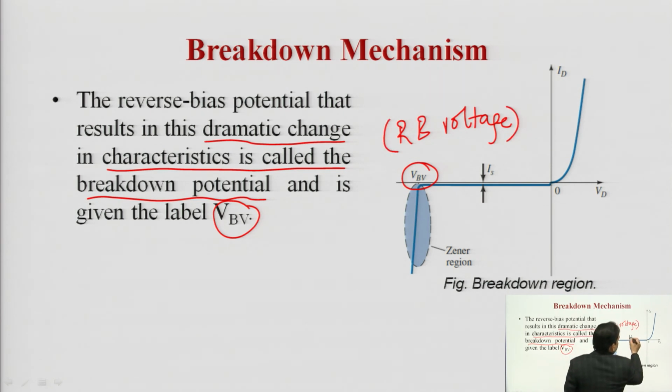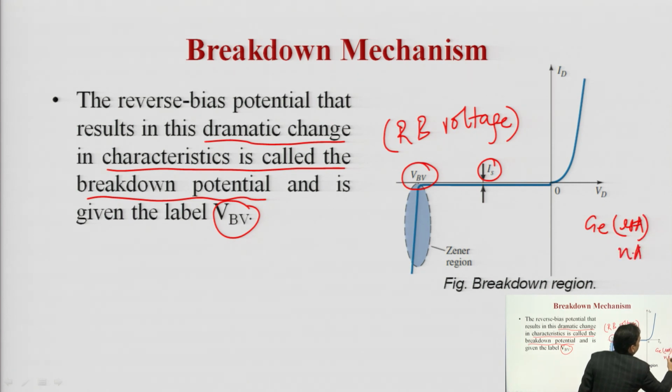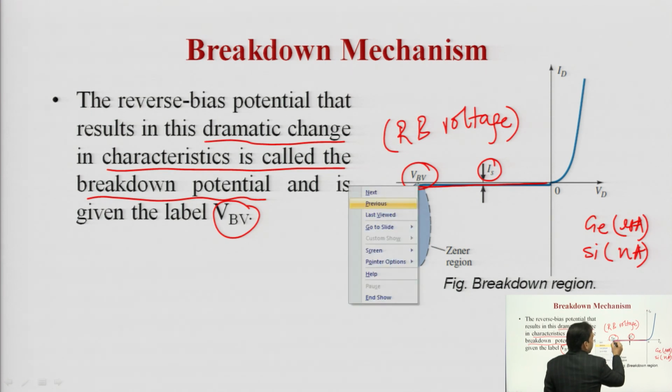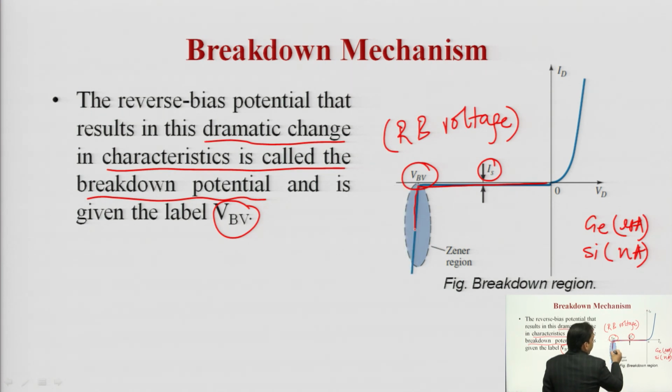This IS, we are already aware, is of the order of microampere for germanium and nanoampere for silicon. So this current is basically constant up to a certain voltage, but once this breakdown voltage is reached, there is a sharp change in the characteristics and the current increases sharply, something like this.